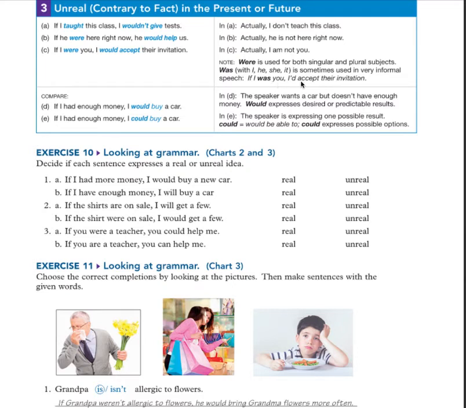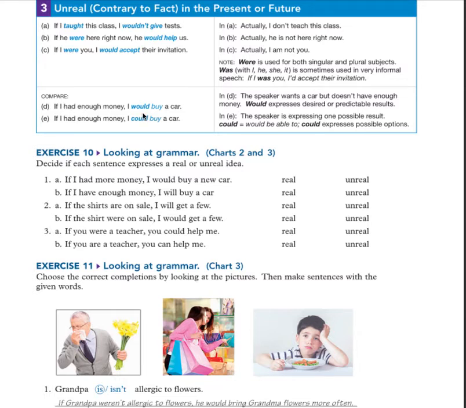If I was you, I'd accept their invitation. But see, this being informal and very informal, these are conditional sentences. So we're going to use were. Okay? For conditional sentences, unreal, contrary to fact, in the present future, we use were instead of was for I, he, she, and it, okay? Now look at D and E.